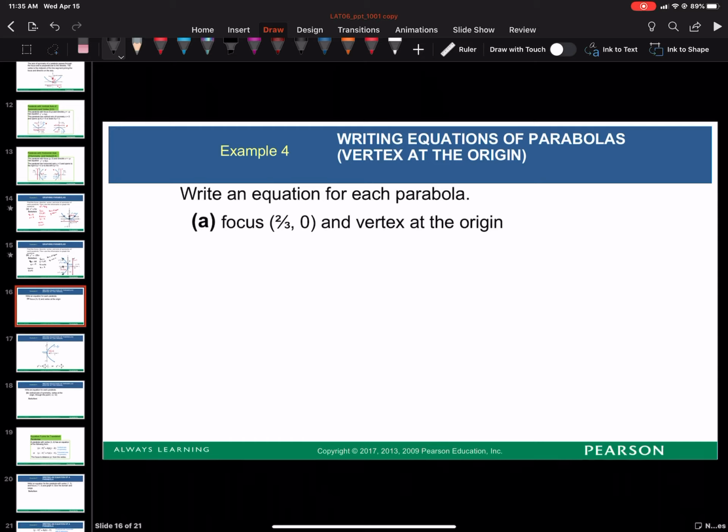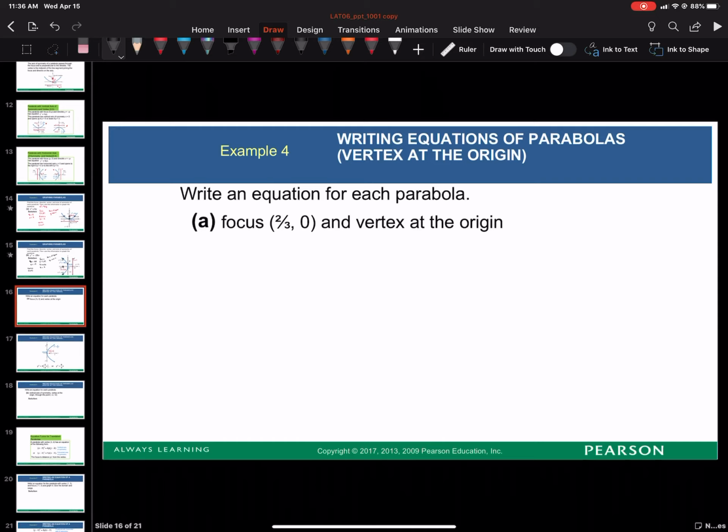So let's look at this question right here. It says, write the equation for each parabola. So if I'm given that the focus is (2/3, 0), and the vertex is the origin, how would I write this? So what do we know? If the focus is (p, 0), then this should be a sideways parabola. Now, if it was (0, p), that would make it a regular up or down parabola. Since it's (p, 0), it should be a sideways parabola.